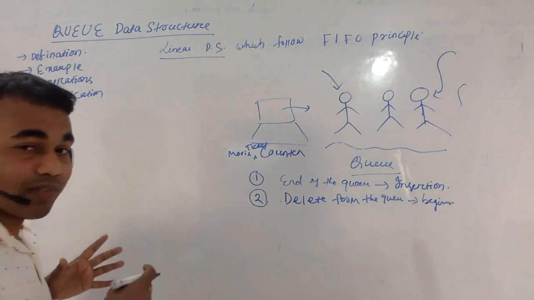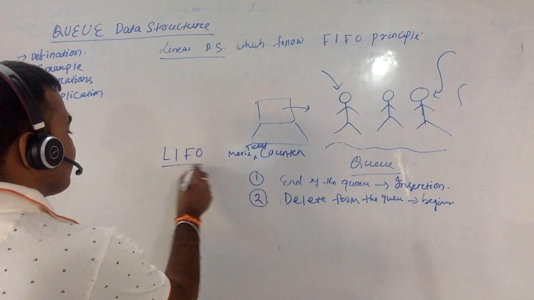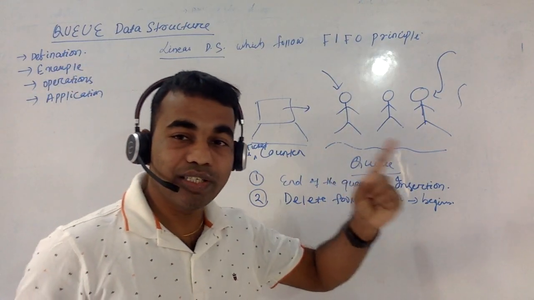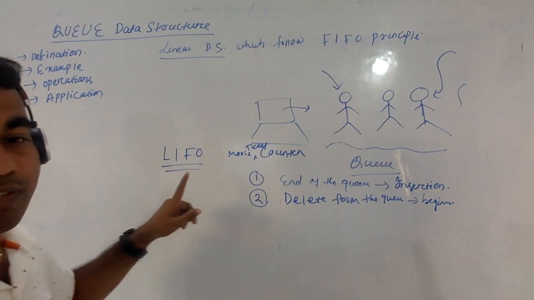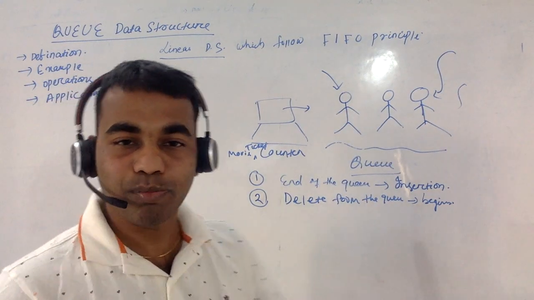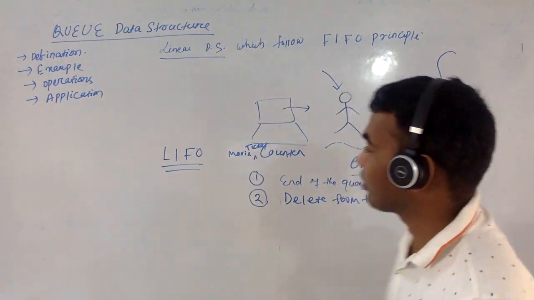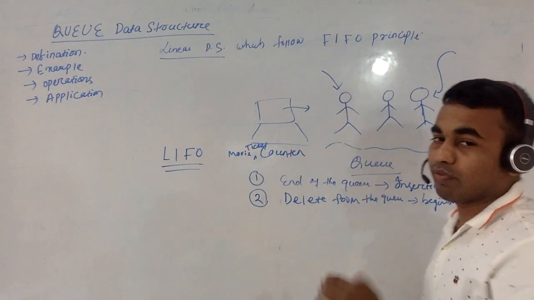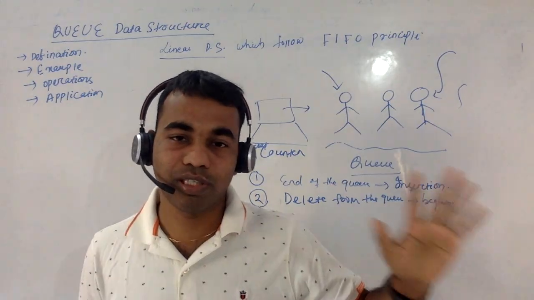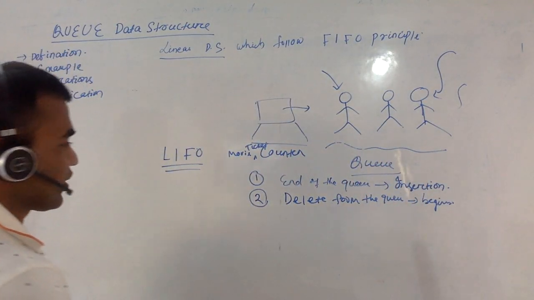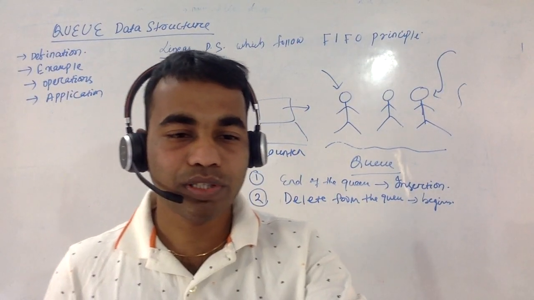How it is different from stack, like I already told, you need to watch the previous videos related to the stack. Stack follows a different principle which is known as last in first out, right? That is the principle of the stack. But in case of queue, the principle being followed is known as the FIFO principle, first in first out. The person who came to the counter first is going to be processed first. Okay, so now I hope you have understood what a queue is and how it works.